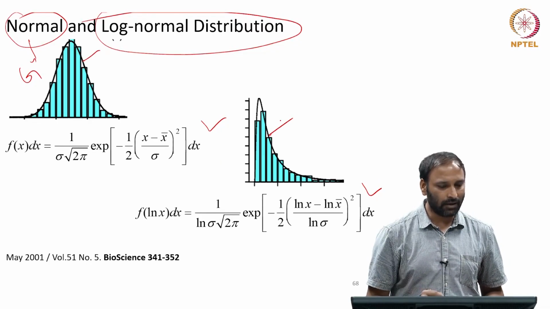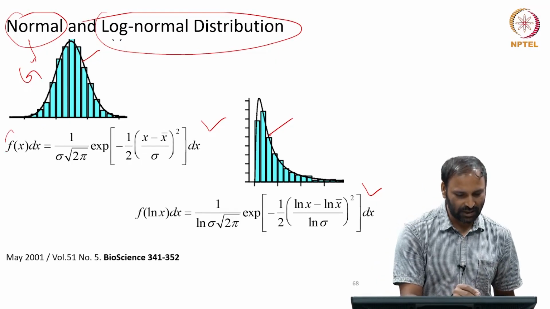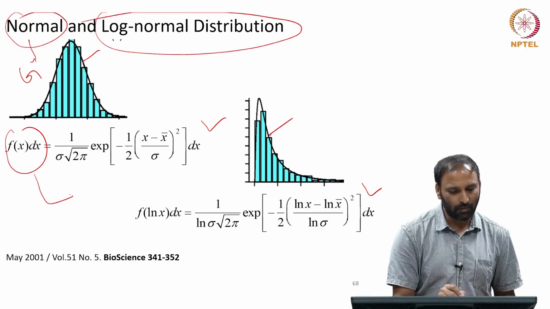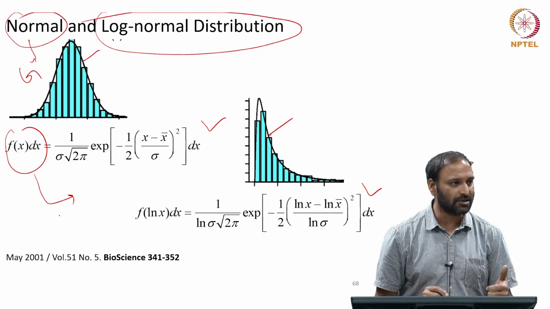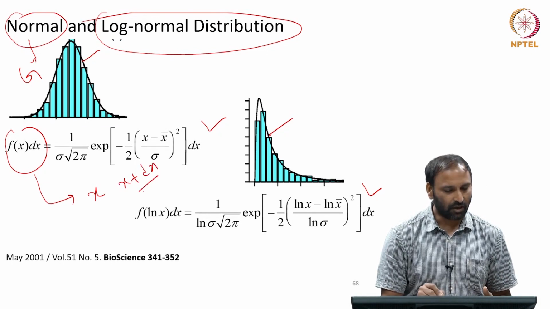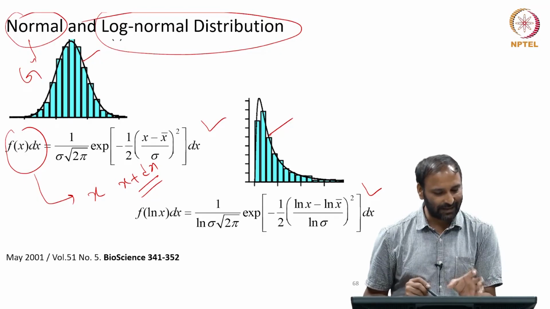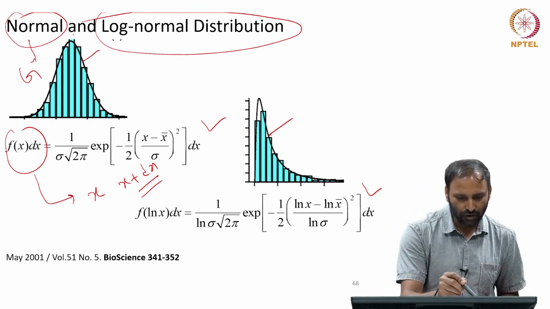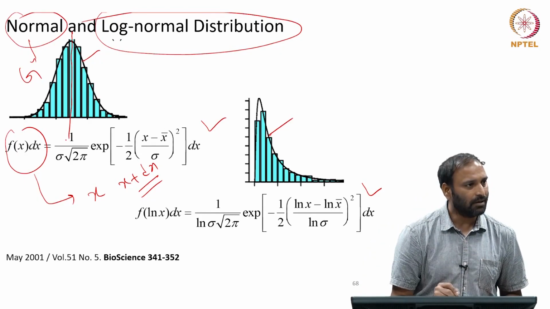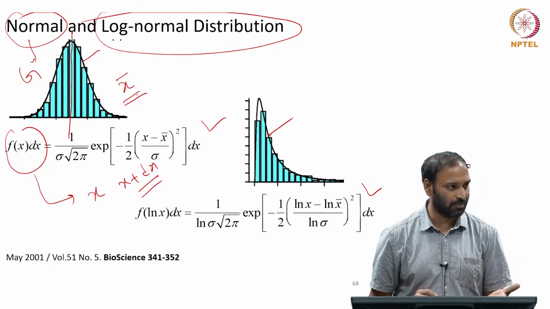Okay. And if you have a log normal distribution, this f of x into dx will tell you the fraction of the particles that you have in the size range from x to x plus dx. Okay. And of course, you are going to have a maxima, and that basically corresponds to x bar, which is the average size of your distribution.